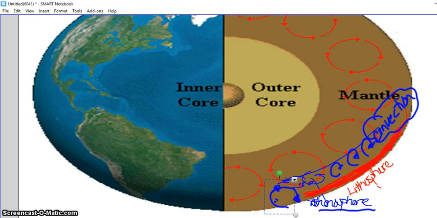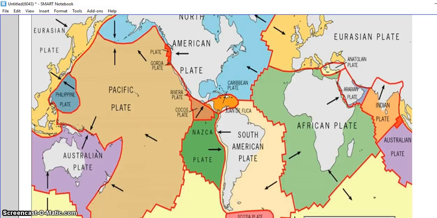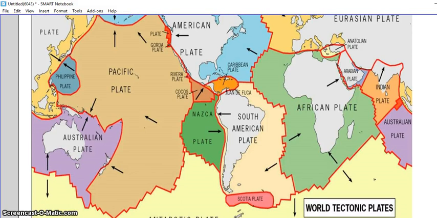Okay, so now that you guys know the force, let's check out and see what that force has done. Okay, so this is a beautiful map. So basically there's 7 main tectonic plates, and then there's many others. As you guys can look here at the map, it's really cool because you can see the direction that the plates move.